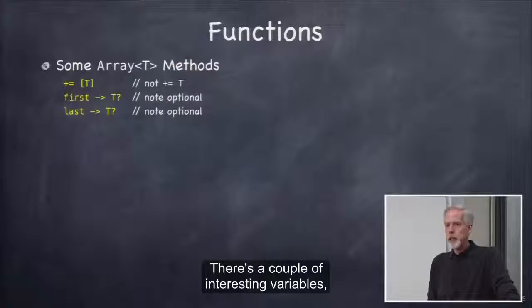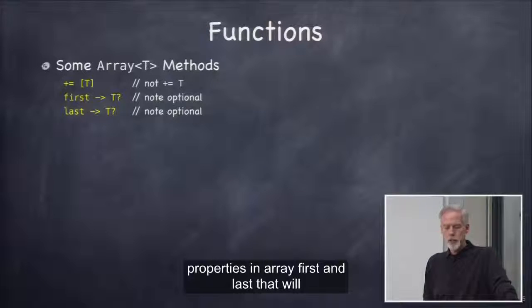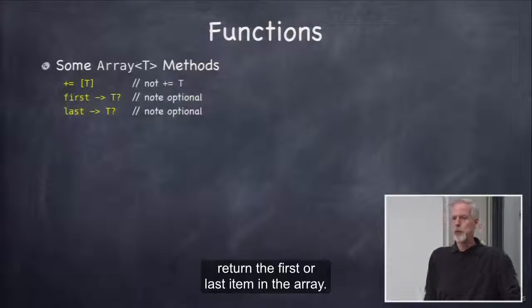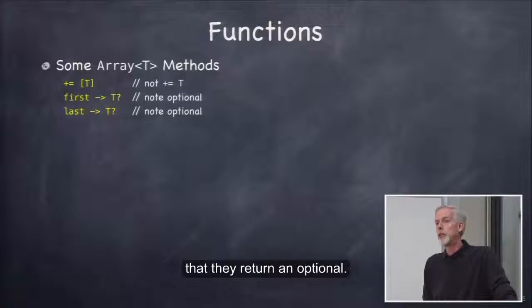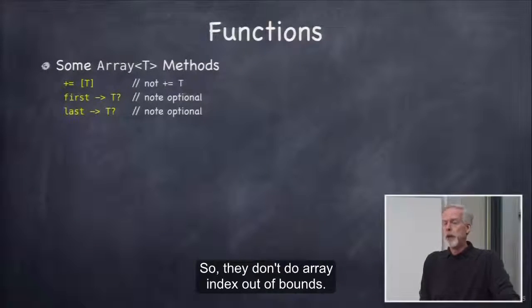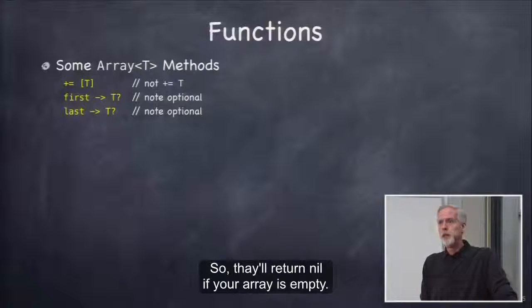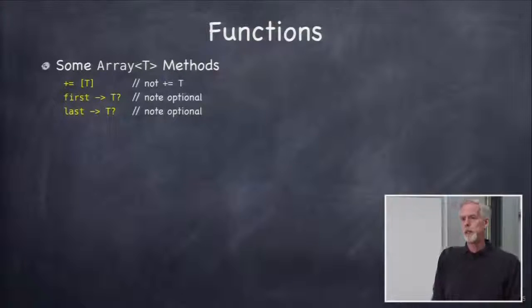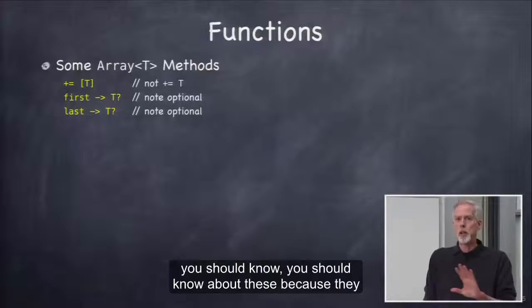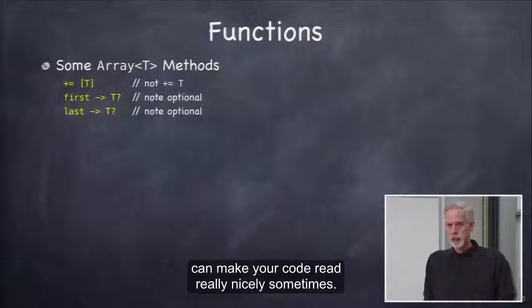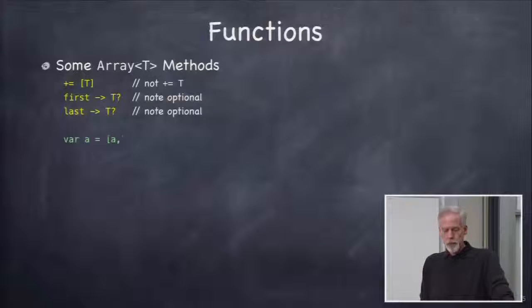There's a couple of interesting variables, properties in array, first and last, that will return the first or last item in the array. What's interesting about them is that they return an optional. So they don't do array index out of bounds. They'll return nil if your array is empty. Okay? So you should know about these because they can make your code read really nicely sometimes.